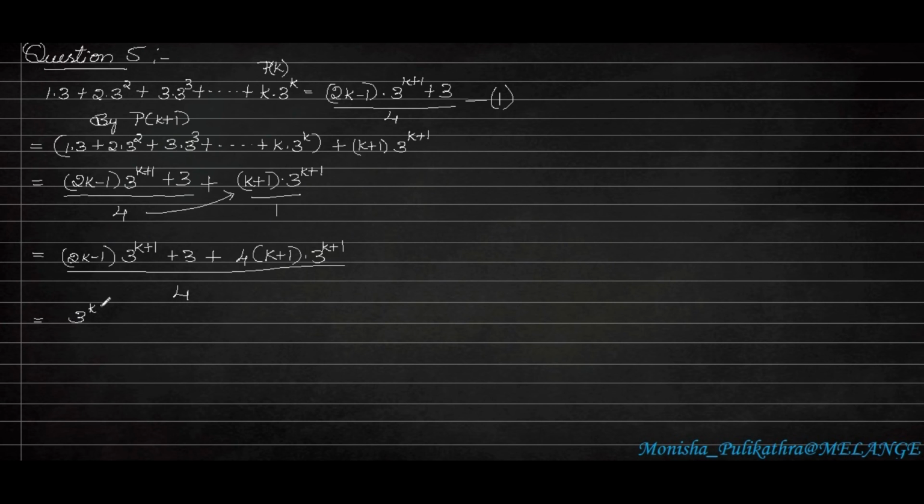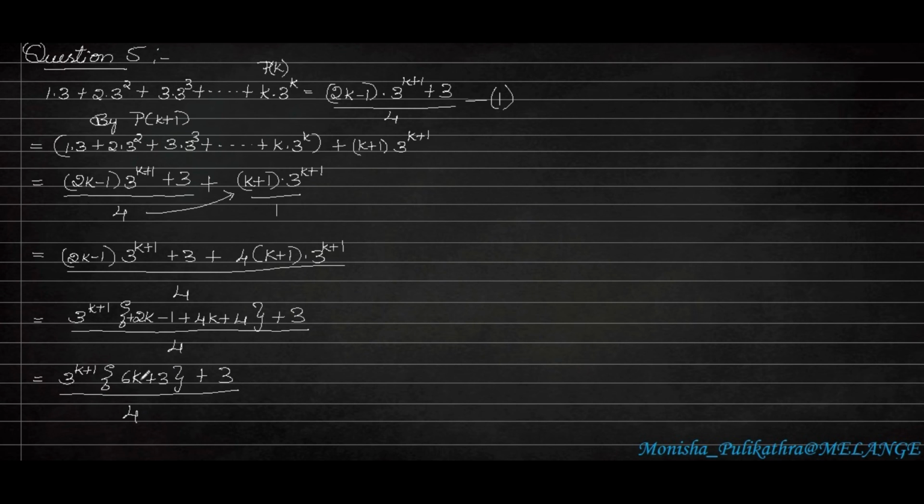So when we take 3 to the power of k plus 1 common, 2k minus 1 is remaining, and in the other term I multiply, so plus 4k plus 4 is remaining. Next, separately we write plus 3 here and whole divided by 4. So next, 3 to the power of k plus 1 into, plus 2k plus 4k will be 6k, plus 4 minus 1 will be plus 3. Write the plus 3 separately and whole divided by 4.